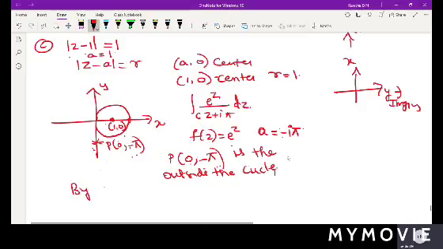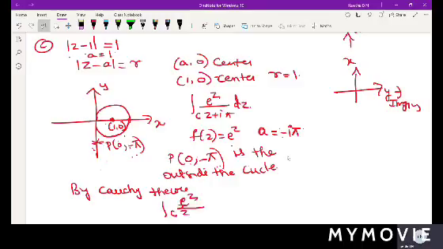By Cauchy's theorem, the integral over C of e to the power of z divided by z plus iπ, dz, is equal to 0. Since it is outside the circle, you can directly write down 0. Got it? Any doubt? Ask now, and I will explain it. The next problem we can do in the next hour class.